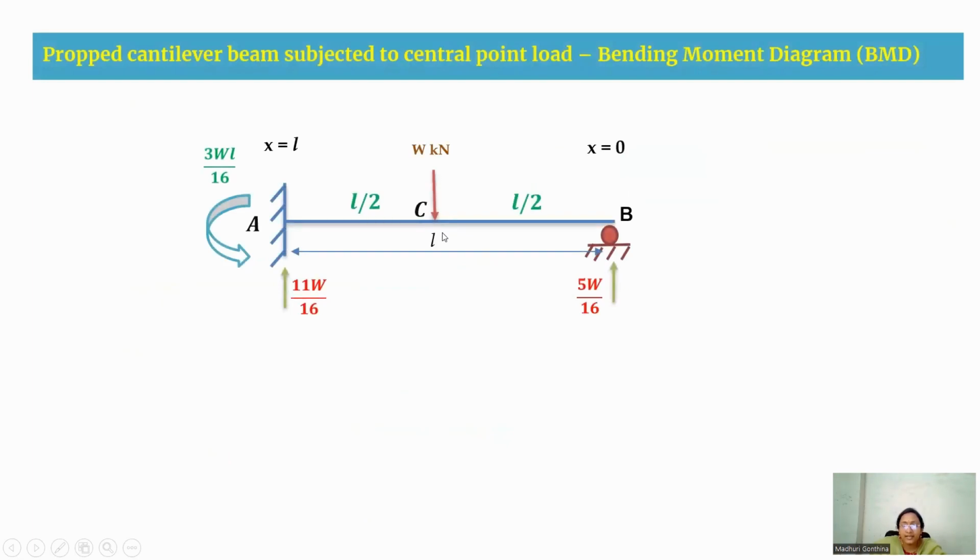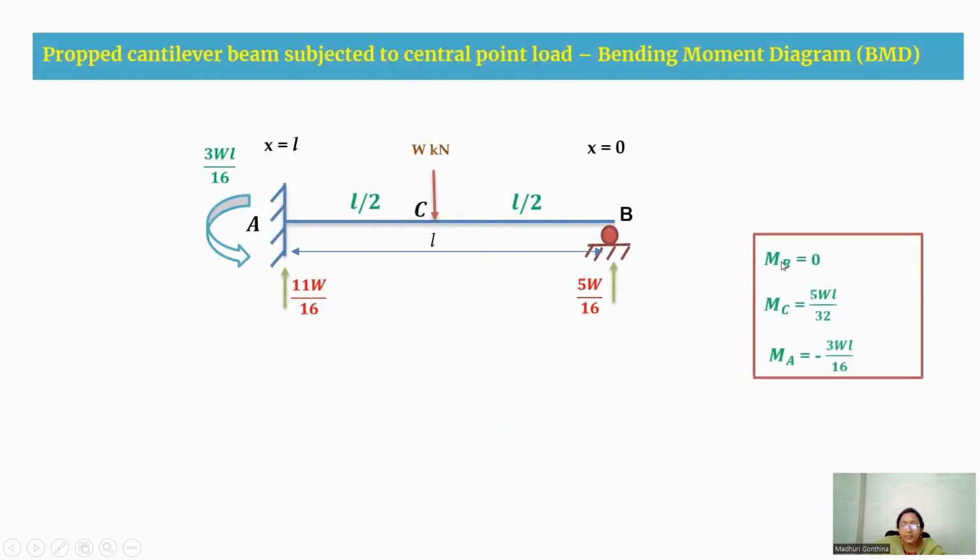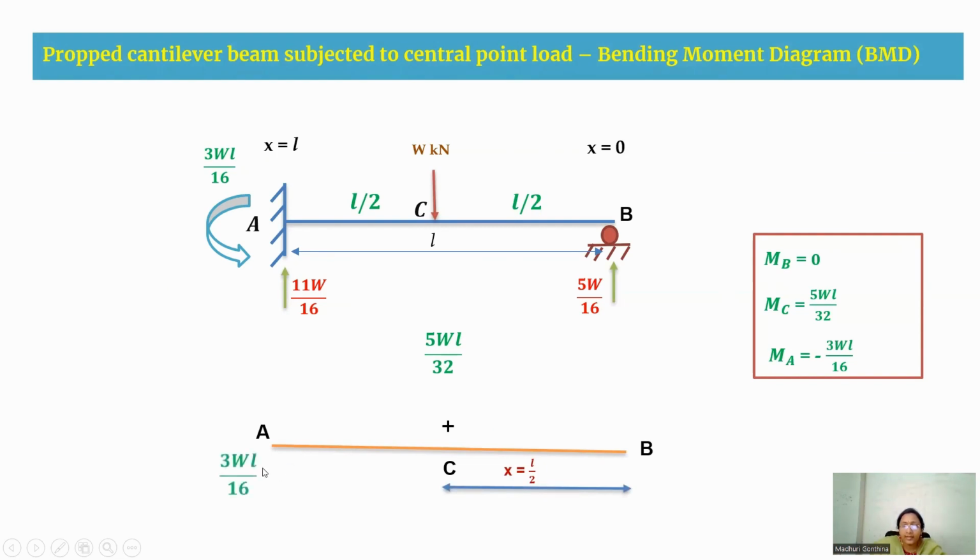So this is the picture that has been given, and these are the moments. At B, you get 0. At C, you get a positive moment. At A, you get a negative moment. While drawing, first I am drawing AB, and this is the C portion. At B, we have a 0 moment. At C, we have 5WL by 32, a positive moment, at a distance of L by 2. And again at A, you have a negative moment, that is 3WL by 16.